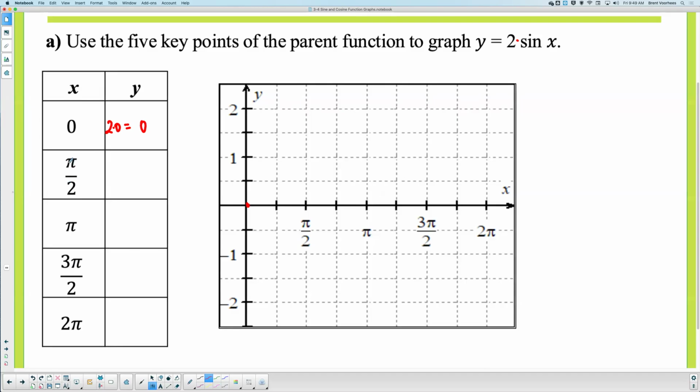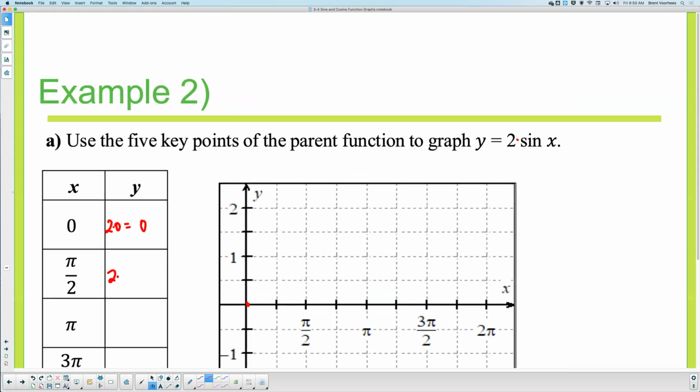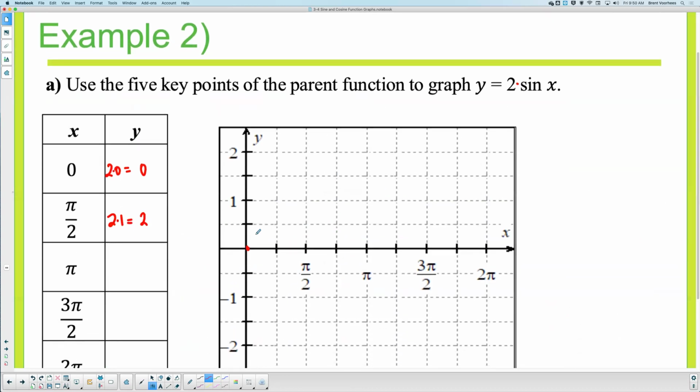Now, pi over 2 was its maximum. Do you remember what the maximum was for sine? Look back if you need to. You just look at your previous slide right up here. The first key point was a 0. What was the second key point? A 1. So this will be 2 times 1. What's 2 times 1? 2. Good. So the next, at pi over 2, we should have a value of 2.